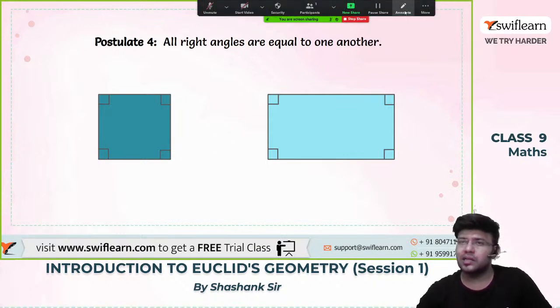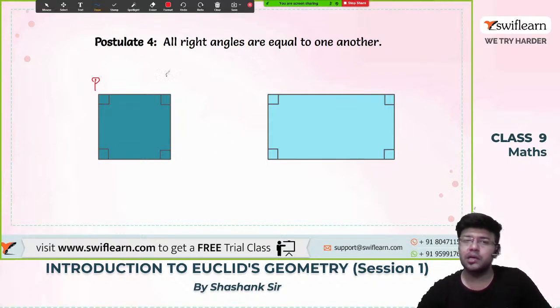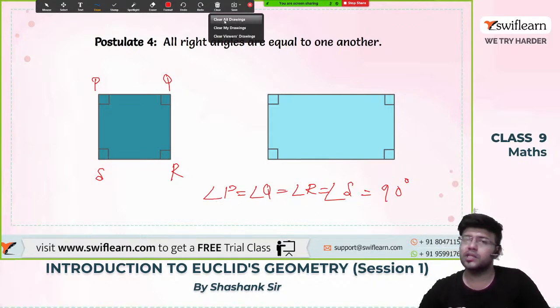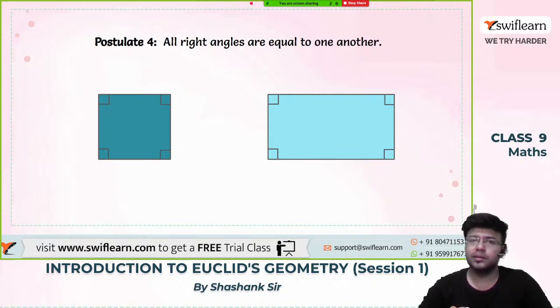Let us take these points as P, Q, R, S. So what does this postulate say? It says angle P is equal to angle Q is equal to angle R is equal to angle S, that is equal to 90 degrees. All the right angles are equal to one another. This is what it says.